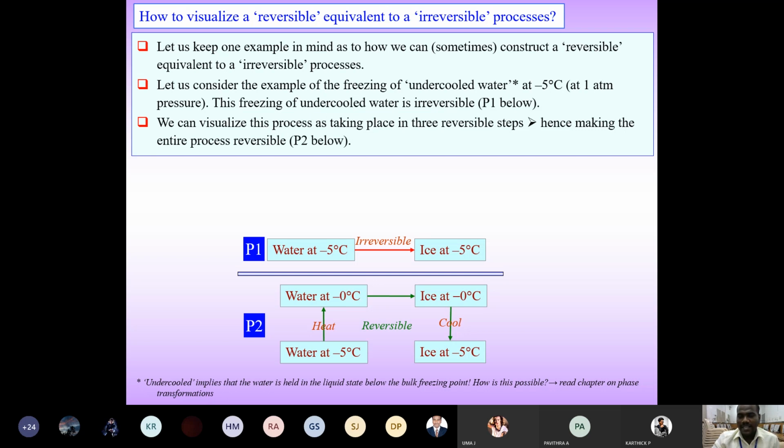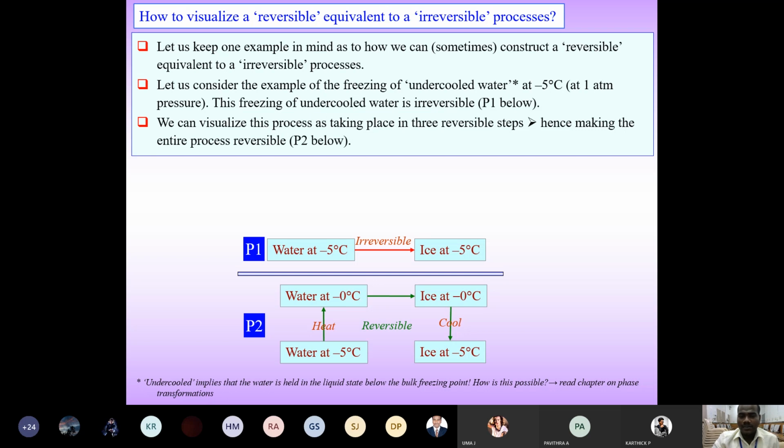So how can we change the phases? In these reactions, we can change its phases. From water at -5 degrees Celsius, if you heat, we can have water at 0 degrees Celsius. Then it will try to crystallize, so we have ice at 0 degrees Celsius.